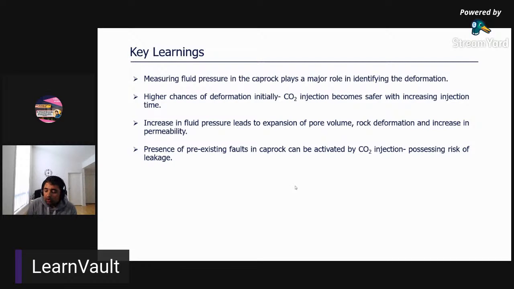Increase in pore volume or the fluid pressure leads to expansion of pore volume and rock deformation, and it can also lead to increase in permeability by creating fractures. The presence of pre-existing faults in the cap rock can be activated by CO2 injection, because all the models that they study are with respect to a homogeneous cap rock. But what if there is already a fracture in the cap rock? Will that be activated, or will that lead to migration of CO2 out of the cap rock? So this can pose a risk of leakage.